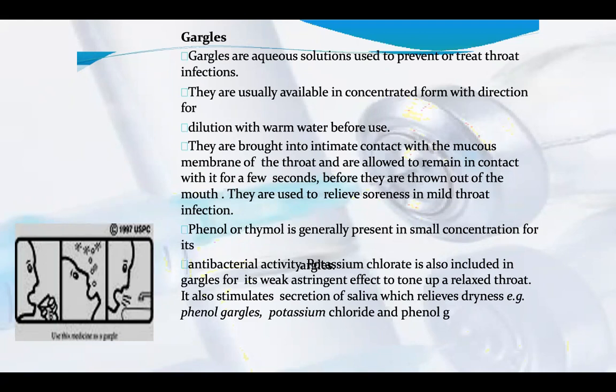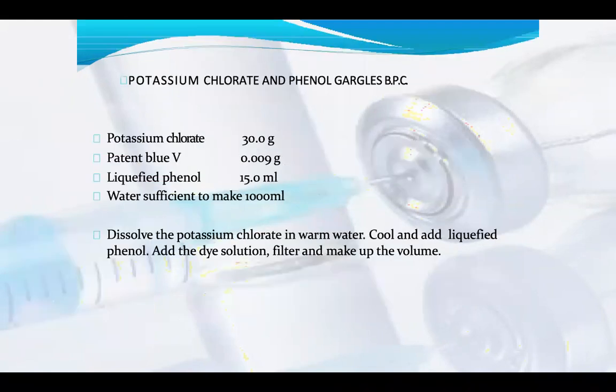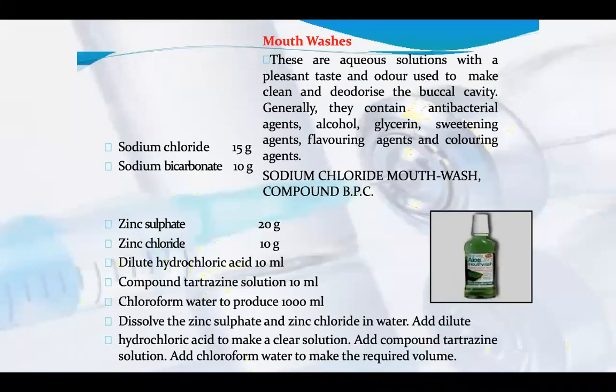You see in the picture how they take the gargle inside the mouth, then move it around inside the mouth, then it has to be spat out. Potassium chloride and phenol gargles, you can have a formulation. Later we can discuss. Then mouthwashes. After the gargles, mostly you need mouthwashes.